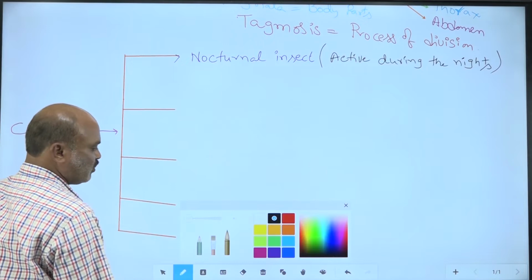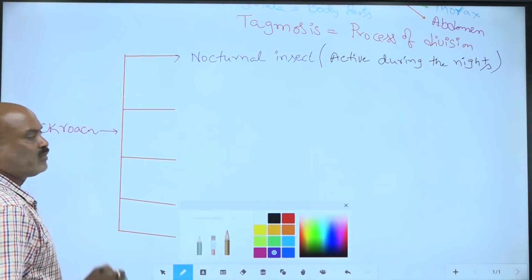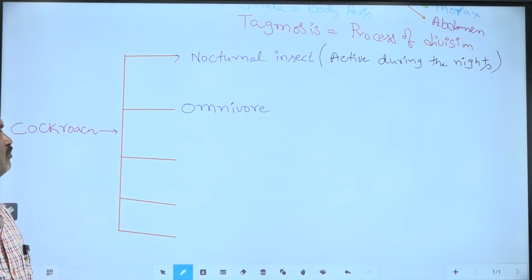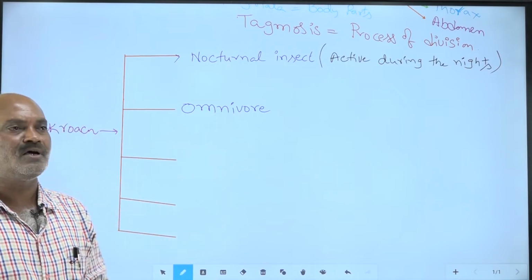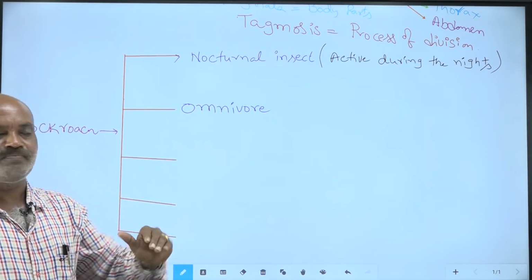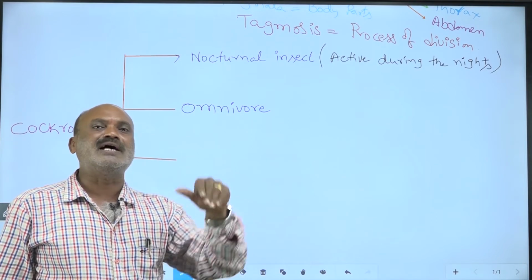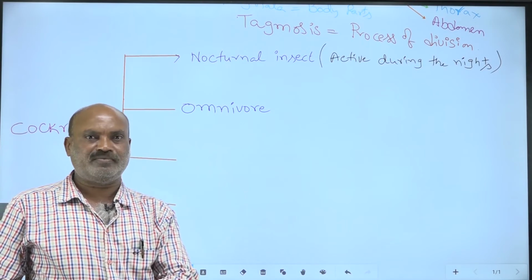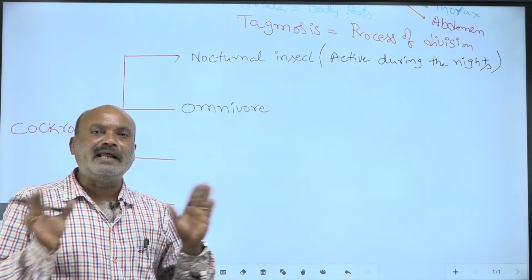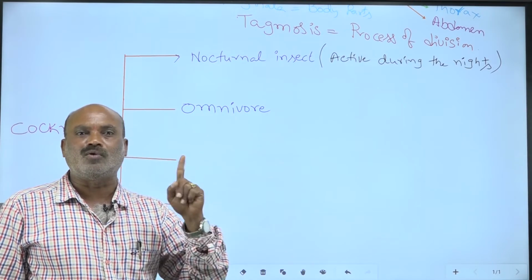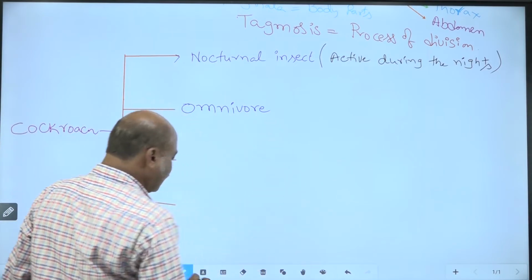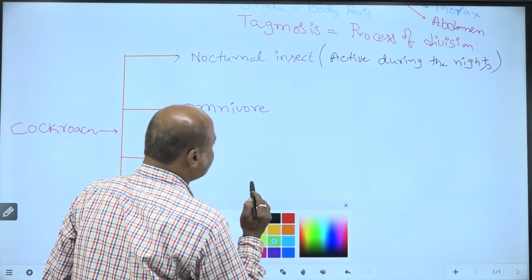Then coming to feeding, cockroach is an omnivore. So what is meant by omnivore? Based on feeding habits, animals are classified into nearly 14 types. If an animal feeds on plant material, that is herbivore. An animal that feeds on flesh is a carnivore. An animal that feeds only on fruits is frugivorous. Animals that feed on fecal matter are coprophagous. Here, the cockroach is an omnivore.